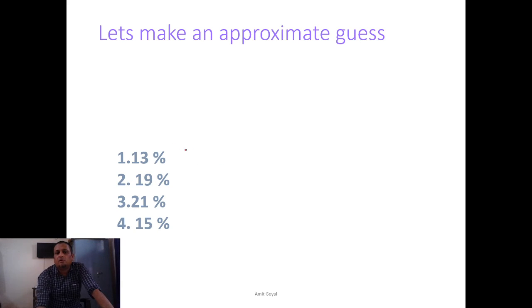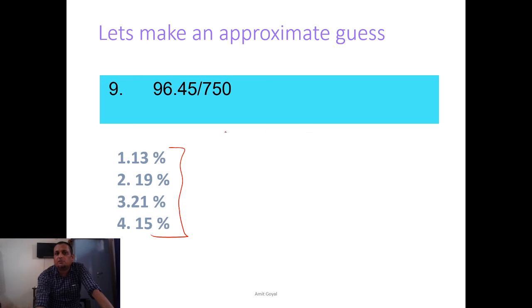Now, values are very near to 20%. This is my option. 10% is 75. This value is more than 10%, but only slightly more than 10%. It will not become 15%.